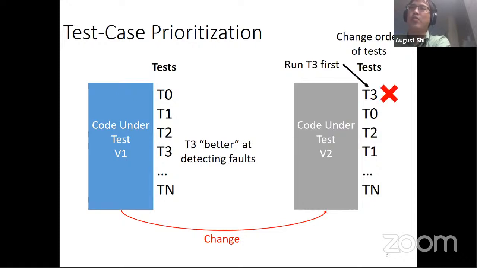And in particular, if T3 does indeed fail after this change, the developer can now go ahead and start debugging and trying to figure out what the bug is, even as all the other tests run. So sort of overlapping the inspection time with test running time. So unlike selection, though, we're not saving in terms of actual test runs because we're going to run all the tests. But that does give us a bit of confidence in the fact that if we're going to run all the tests, we're not going to miss running a test that can help us detect the bug. So eventually, they'll all be run.